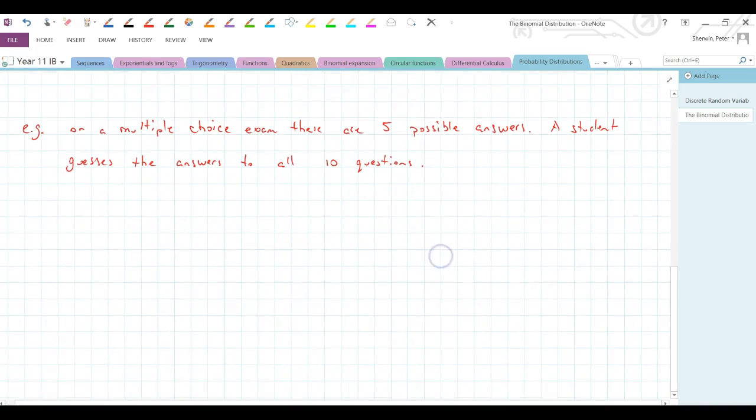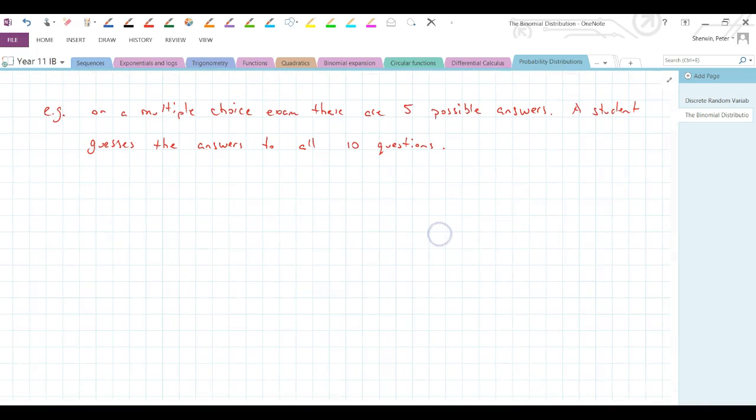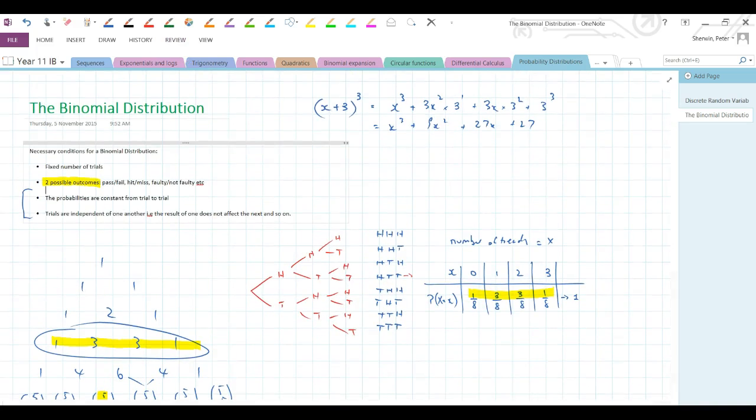There are 5 possible answers. A student guesses the answers to all 10 questions. So does this satisfy the conditions of a binomial distribution?